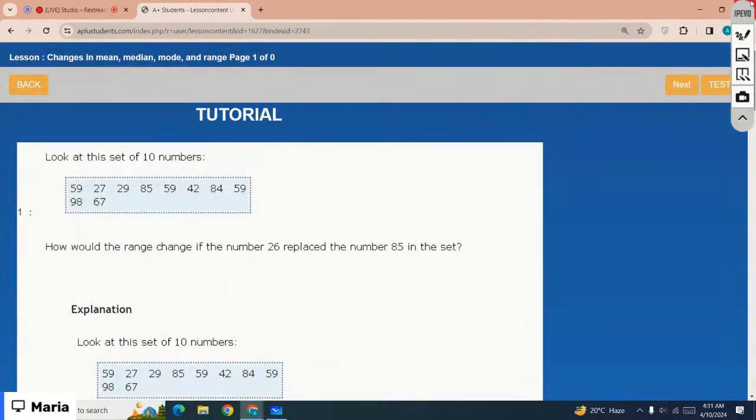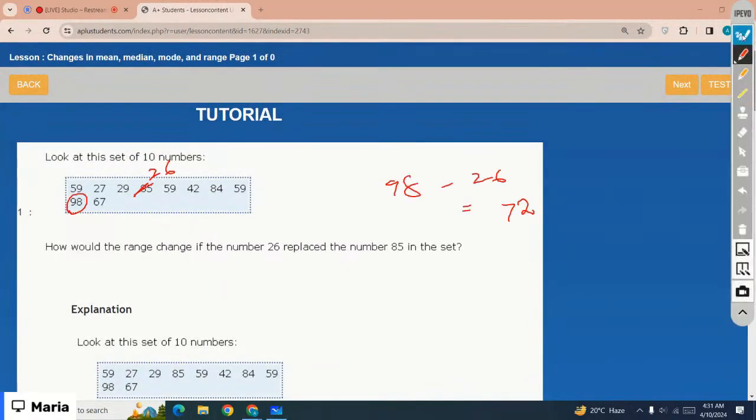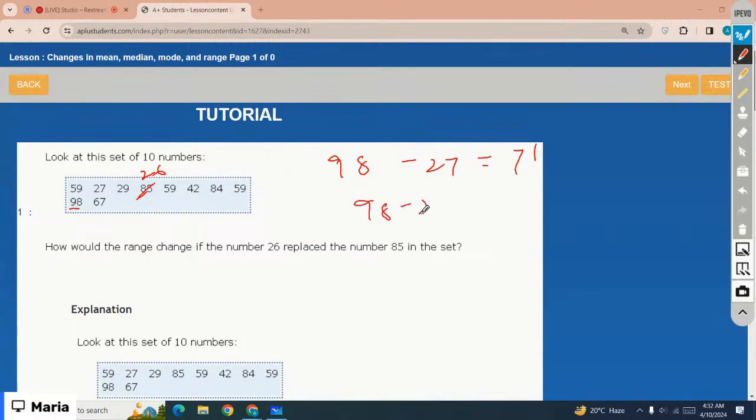Okay, for this given data, the range is the greatest number, 98, minus the least one. The least one is 27 for this data, right? That would be 71. Now you have to replace that 85 with 26, right? So the greatest number minus the least number, which is 26 now, would be 72. So the range is increased by 1.